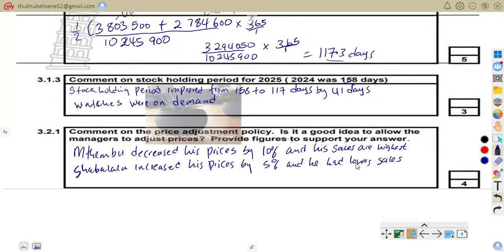And remember, we were to comment on the price adjustment policy, and then tell whether it is a good idea to allow the managers to adjust prices. So now we can say it is a good policy to allow managers to give discount.